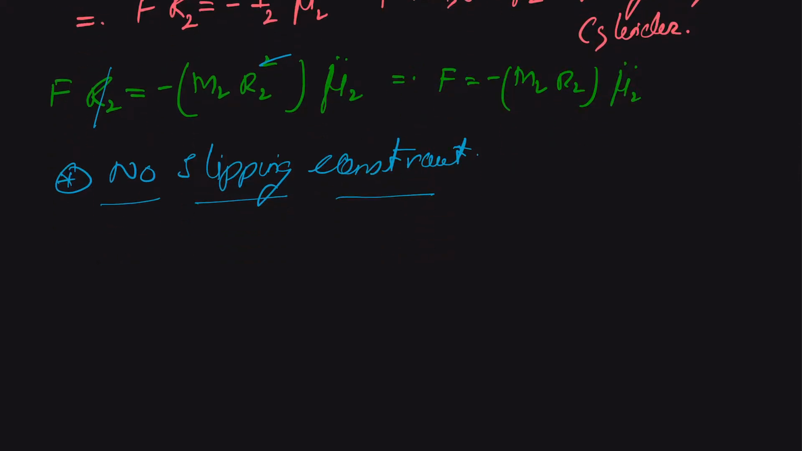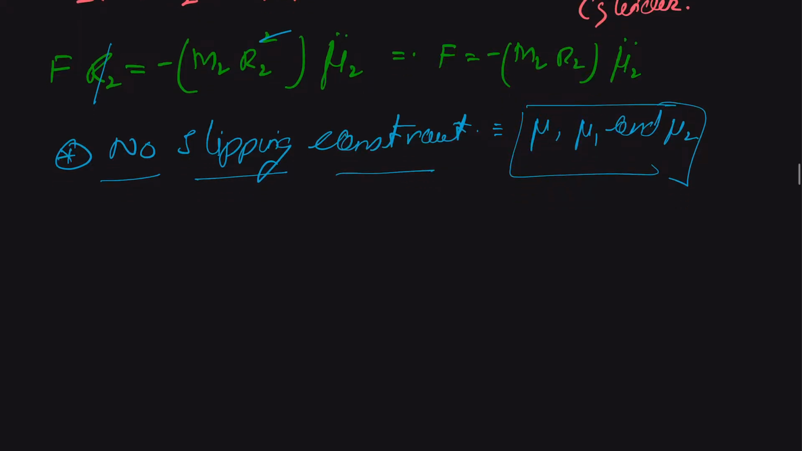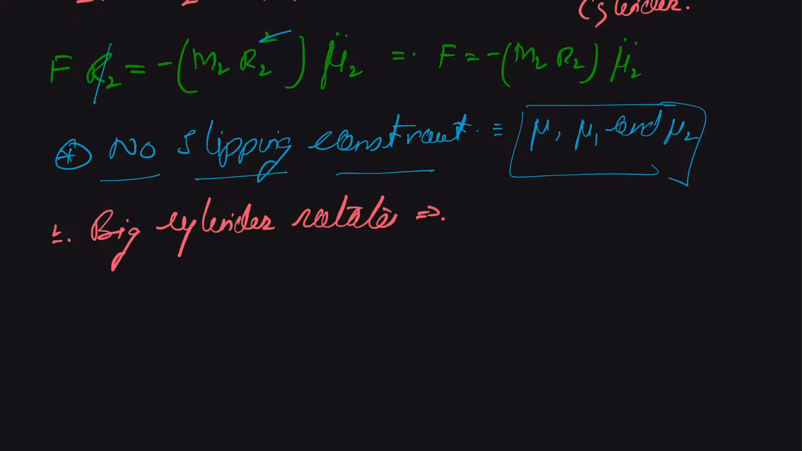Therefore we can say that this no slipping constraint is basically going to give us the relationship between our mu1 and mu2. We are going to find out the relationship between these three angles by using the no slipping constraint. And we have to remember that the smaller cylinder is inside the bigger one and it is rolling. So which basically means that our big cylinder rotates, and because of this rotation, the contact point is also moved.